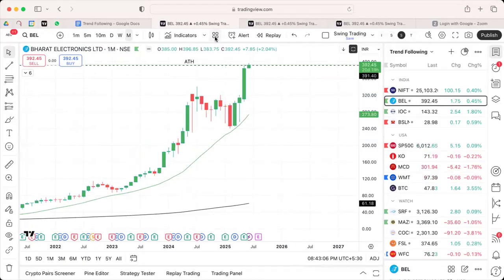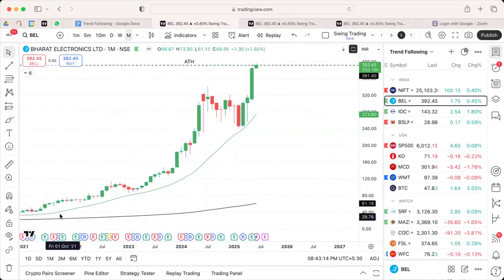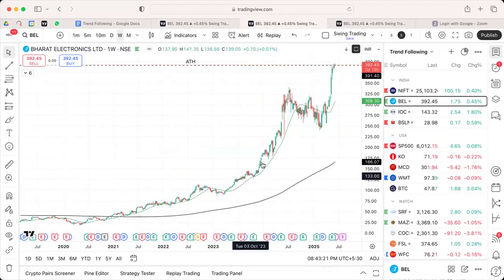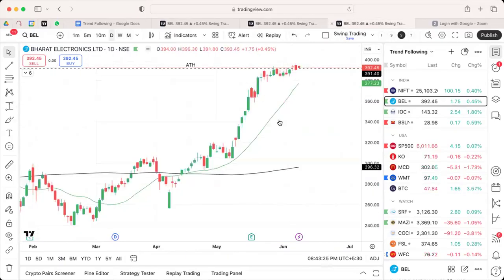Okay, so you'll notice that I have 3 tabs open, and I put BEL on all 3 of them. So I begin with the monthly chart, and I realize that the 20 period moving average is above the 200. Then I go to the weekly, and I see that the 20 is above the 200. Okay, and then I go to the monthly. I'm sorry, the daily. And even in the daily, the 20 is above the 200.